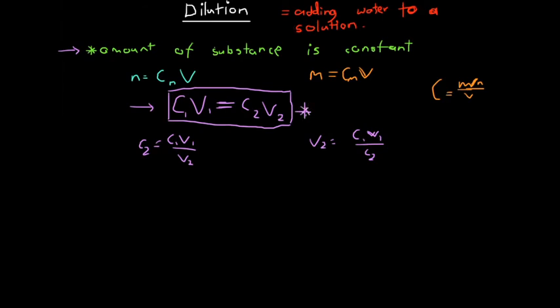We'll do an example in another video. It's a pretty straightforward idea. The amount of substance before dilution is the same as the amount of substance after dilution, and that's the one concept that's important to remember in these sorts of questions. Everything else you can work through by logic and by understanding the idea of concentration. But this formula will do it all for you: C1V1 is equal to C2V2.